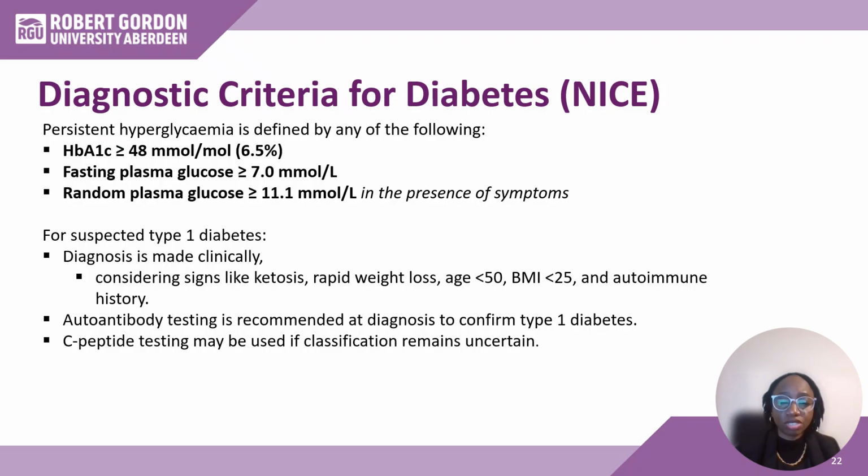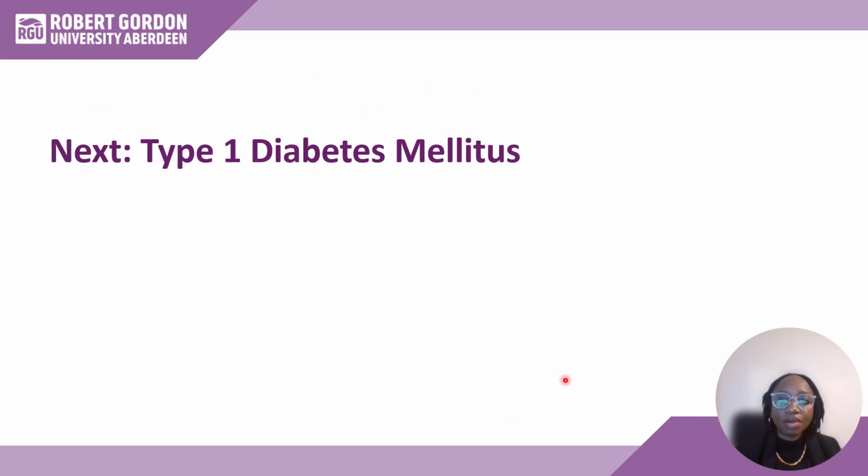But again, this is not routine and it varies per locality. Sometimes C-peptide testing may be used if classification remains uncertain. Remember, I did say up to 40% of people end up being misdiagnosed, and this could be used to confirm the type of diabetes they have. So now I will move on to type 1 diabetes mellitus.